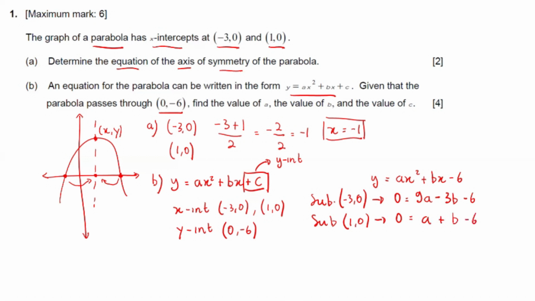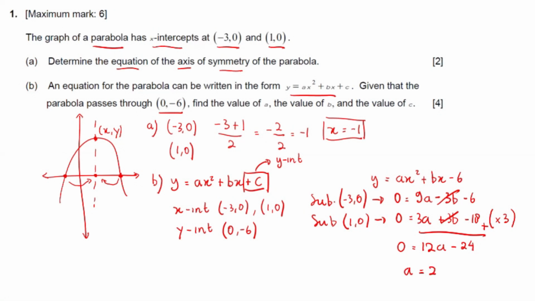Now we can solve this with simultaneous linear equations. I will multiply this by 3. Okay, so it's going to be 3a plus 3b minus 18. But then, in order to eliminate the b, I will add all of this. So this will be gone. It's going to be 12a minus 24 equals 0. This will make a equals 2.